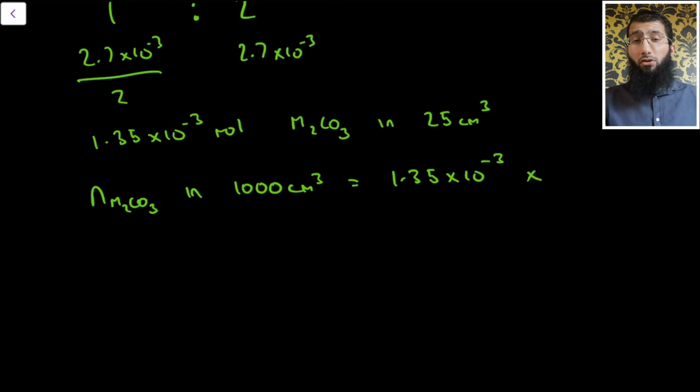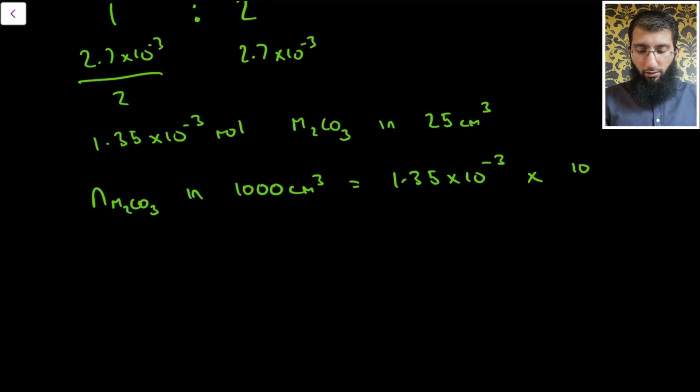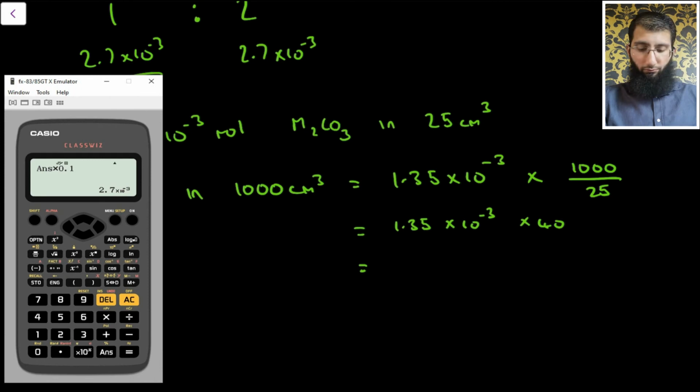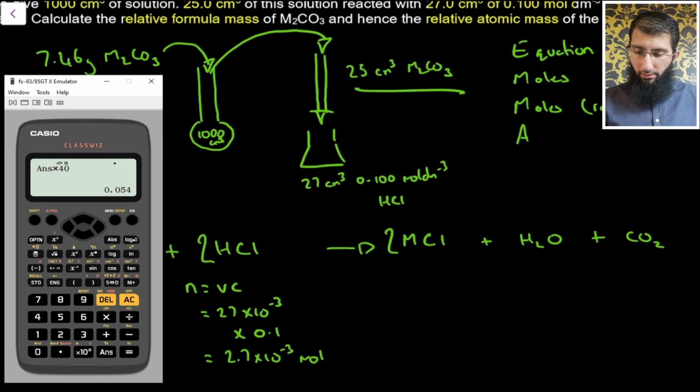And because we want to know the number of moles in 1000 centimeters cubed, we're going to have to work out how many times 25 goes into 1000, and in fact it's 40 times. So we're going to multiply by 40, and that will give us the number of moles in 1000 centimeters cubed, a value of 0.054 mole. So I've worked out the moles of my second substance in the original 1000 centimeters cubed of solution that we made. Okay, so I've got that tick.